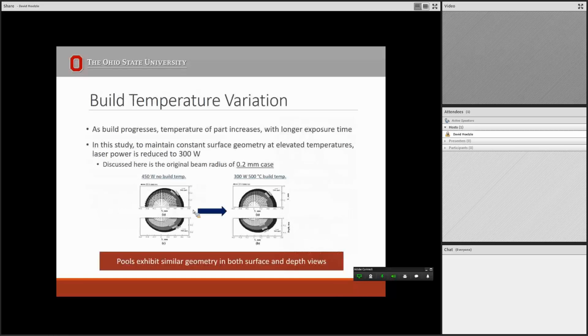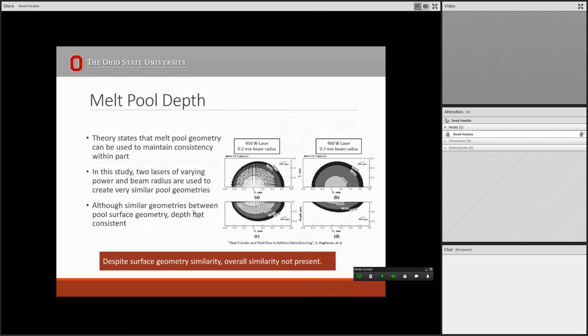Whereas, I'll go back here, the other example, the 0.7 millimeter beam radius, is spread out more, so you don't get that big spike in temperature, and it just affects the top layers almost. It doesn't quite penetrate deep down inside with that lower peak.